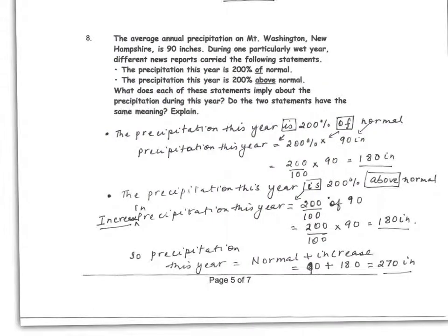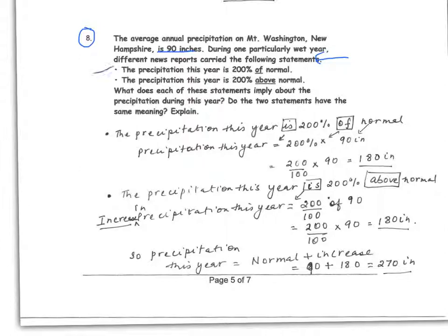So far, we've seen uses of percentages. Now in this one, you're going to see how we have abuses of percentages, as the title of the section refers to. Now, the average annual precipitation in a certain place is 90 inches. That is the average amount of precipitation. During a particular year, there were 2 different news reports.